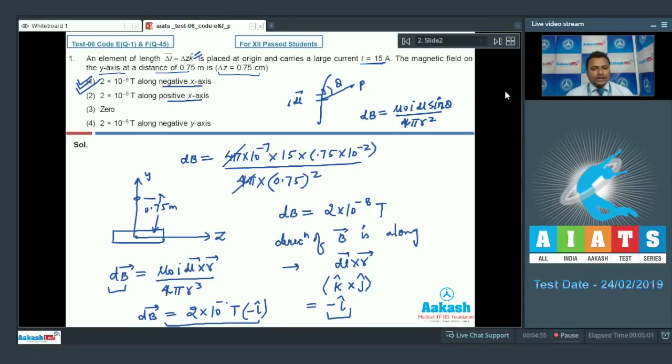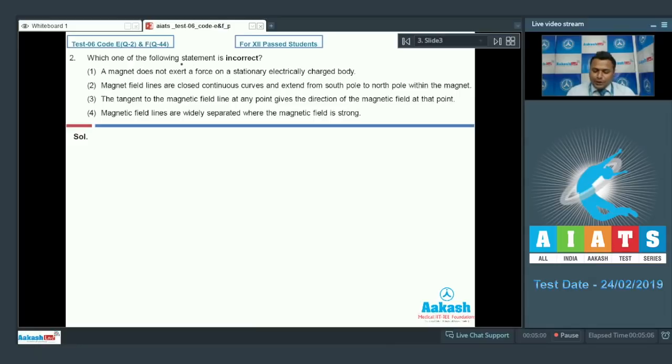Let us proceed to the next question, question number 2. Which one of the following statements is incorrect? We have to pick up the incorrect option, not the correct option. A magnet does not exert a force on a stationary electrical charged body. Absolutely correct, because we know that the magnetic force on any charge is given by Q V cross B, where Q is the value of charge, V is velocity vector, and B is magnetic field. So if velocity is 0, force will be 0. Absolutely correct, but we have to pick the incorrect option.